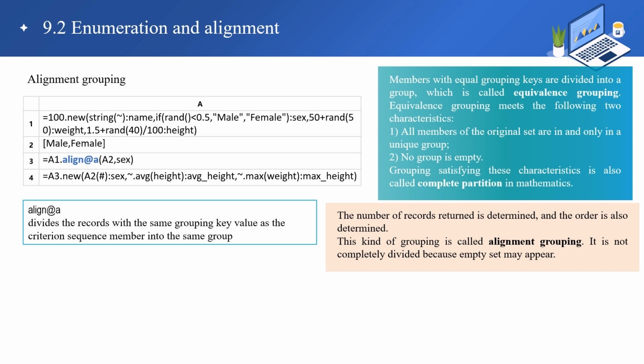With a grouped subset sequence, it is very easy to calculate the table sequence composed of grouping key values and summary values. Note that for the new function in A4, A2 hash should be used to obtain the grouping key value, because some grouped subset may be empty and this information cannot be obtained from the grouped subsets. SPL only provides the method of generating grouped subsets, and does not further provide simplified functions to calculate the summary values at one time. On the one hand, it is not difficult to write. On the other hand, alignment grouping is less commonly used than equivalence grouping.